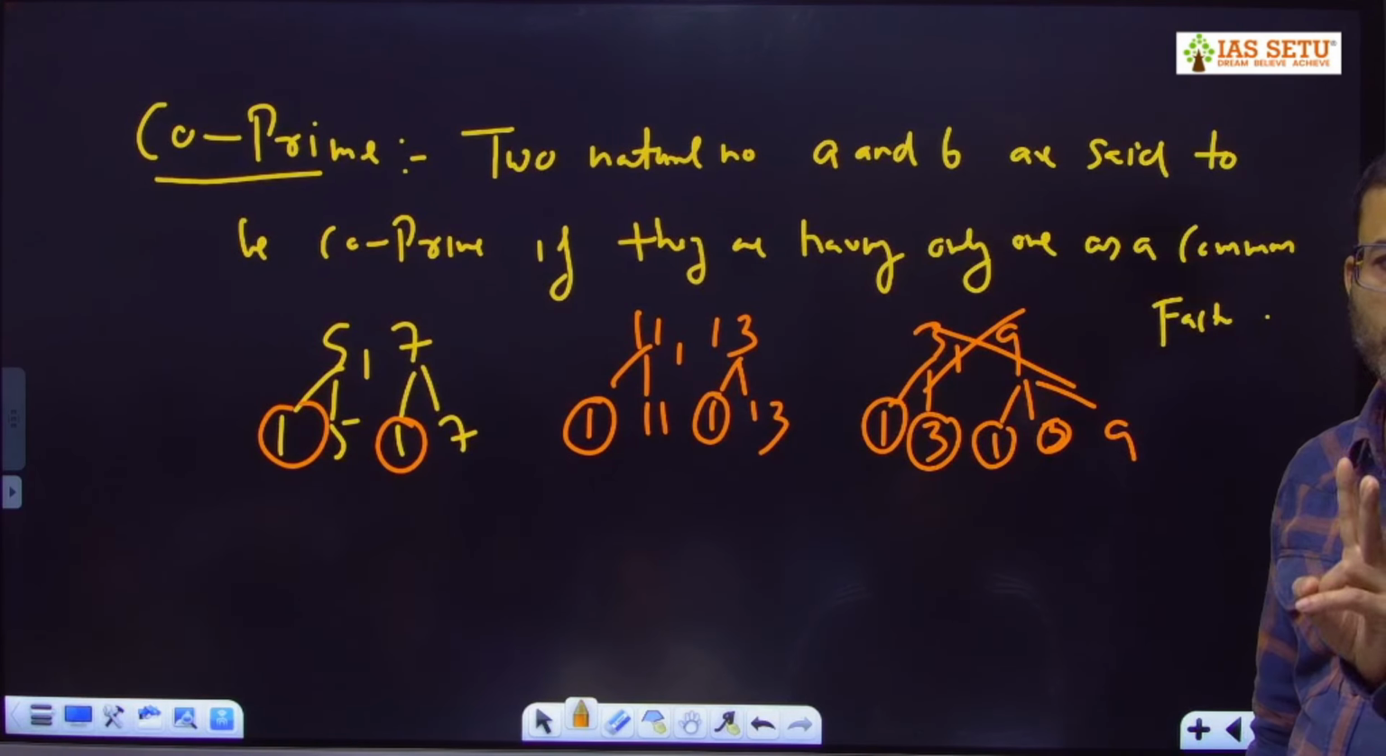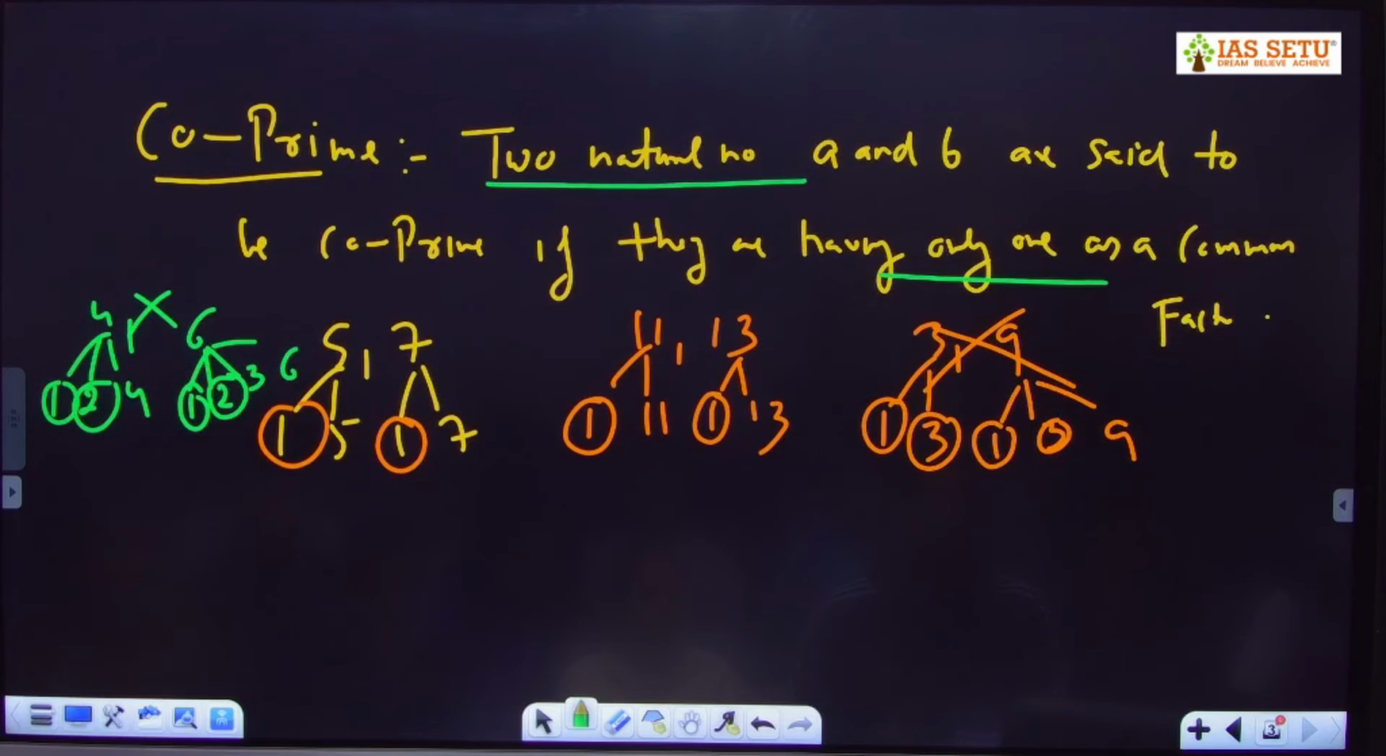So I repeat the definition. Two natural numbers A and B are said to be co-prime if they are having only one as a common factor. Not more than one common, only one as a common factor.